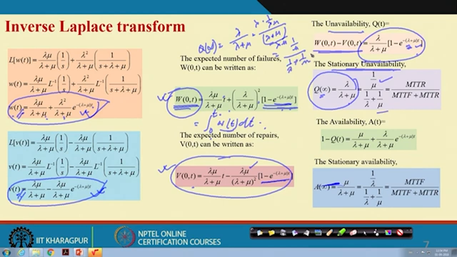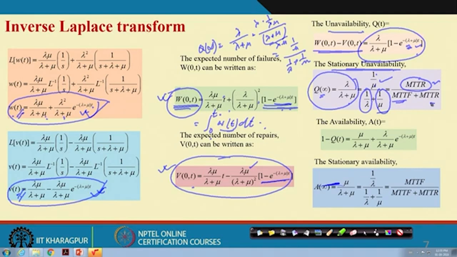So now what are lambda and mu? Lambda is the parameter of the exponential distribution here, and we have seen earlier that using exponential distribution, the mean time to failure will be 1 by lambda, and the mean time to repair will be 1 by mu. That is why we write 1 by mu as mean time to repair and 1 by lambda as mean time to failure. So the stationary unavailability is mean time to repair divided by mean time to failure plus mean time to repair.